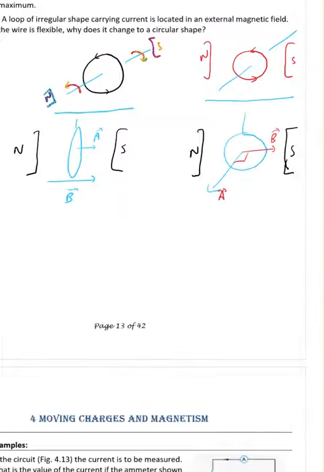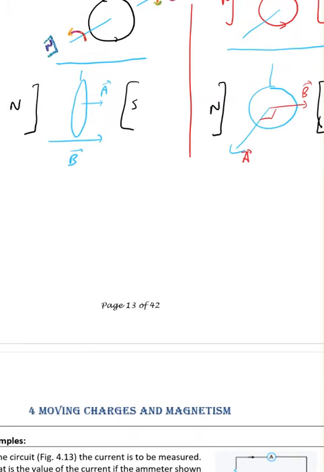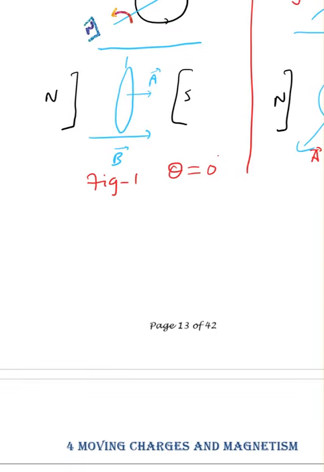Okay, so now what is the difference between the two? The difference is that in figure 1, I have the angle between B and A to be 0 degrees, and hence this is the stable condition for the coil. And what is the torque acting here? It is NIAB sin 0. So if you disturb it slightly, the coil will try to come back to this situation of theta equal to 0. So this is called the stable condition.